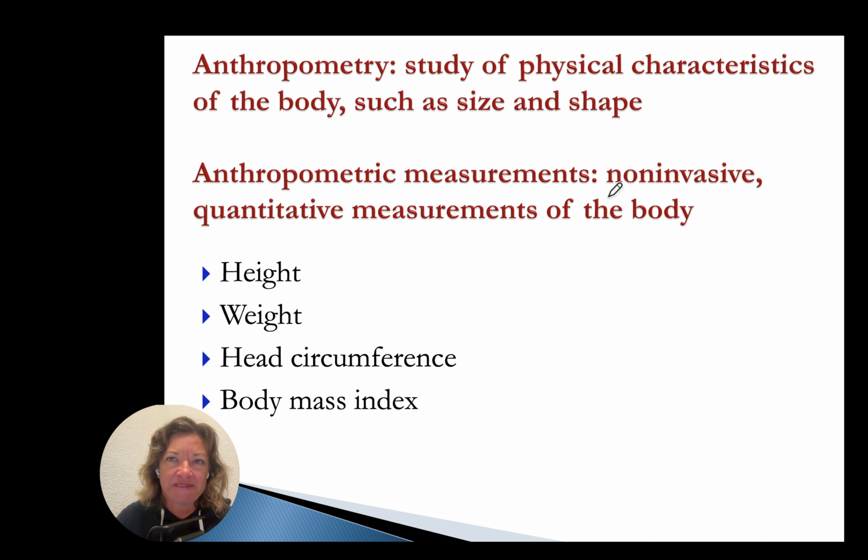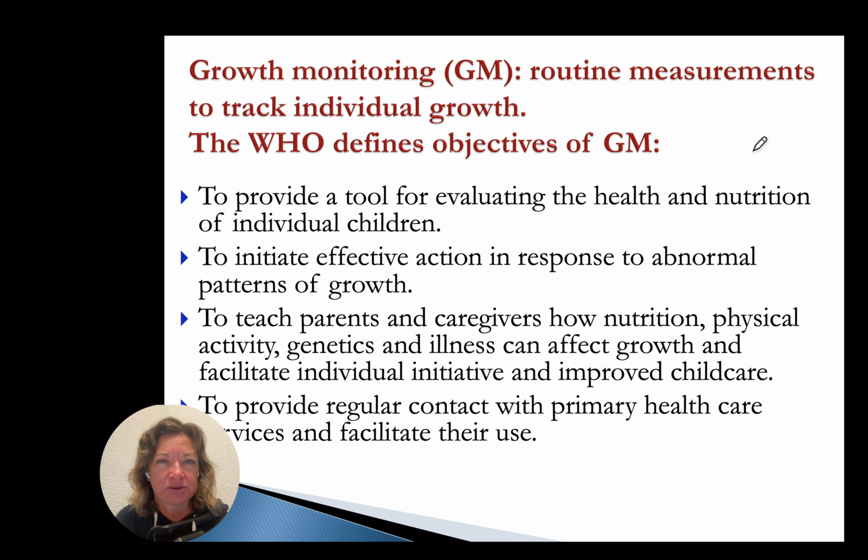So anthropometry is the study of physical characteristics of the body, such as size and shape. And anthropometric measurements, the defining criteria for those is that they are both non-invasive and quantitative. So the three big ones that we're going to talk about are height and weight, and calculated from those, body mass index, or BMI. And another important one we will pay less attention to, really important in infants, for example, is head circumference. Now, one way anthropometric measurements are used is in routine growth monitoring. This is just routine collection of measurements to track individual growth.